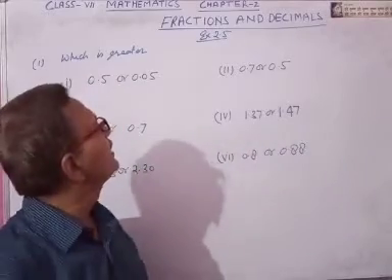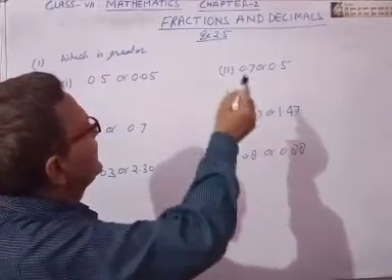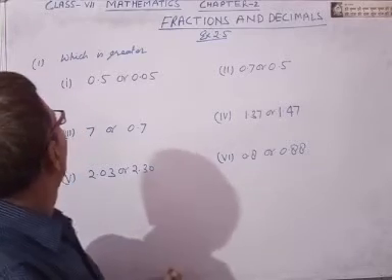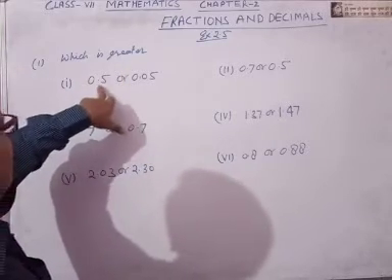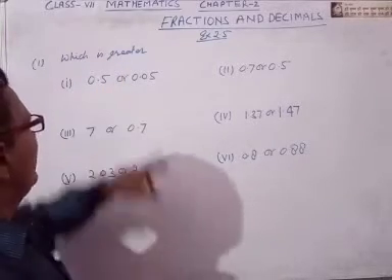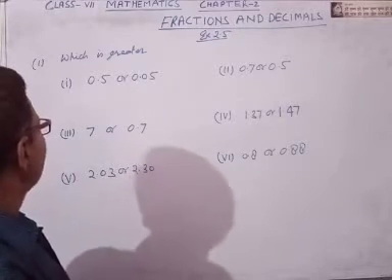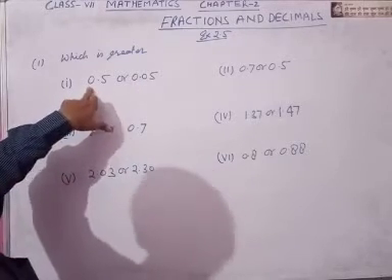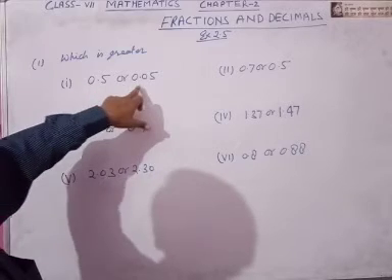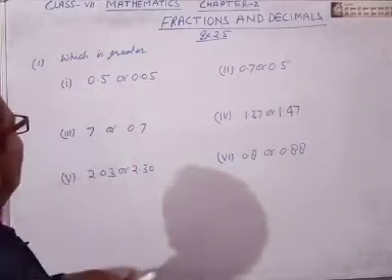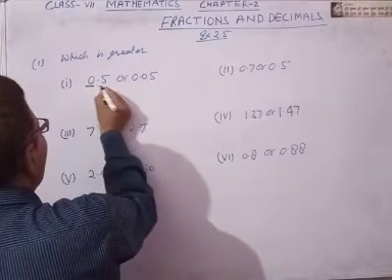Today we will start chapter 2, fraction and decimal, exercise 2.5 of class 7. Which is greater, 0.5 or 0.05? First we will compare the whole part of both decimal fractions, which is 0. So we will compare the part after the decimal.